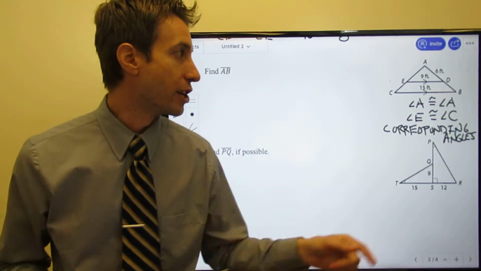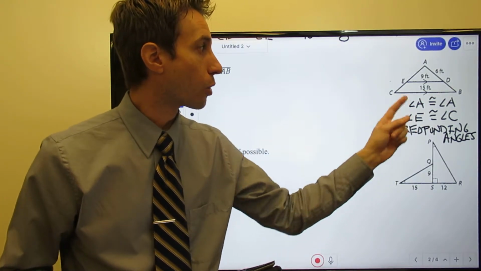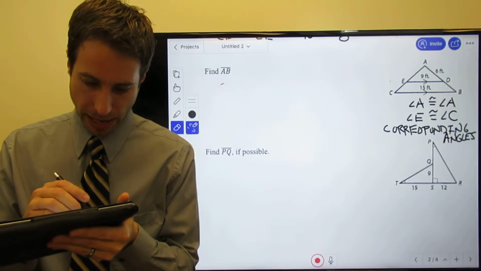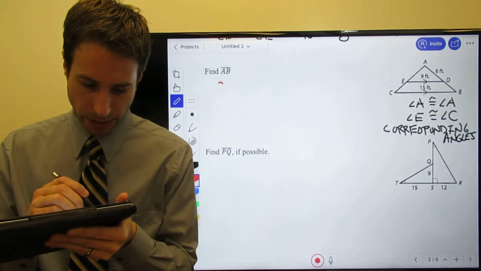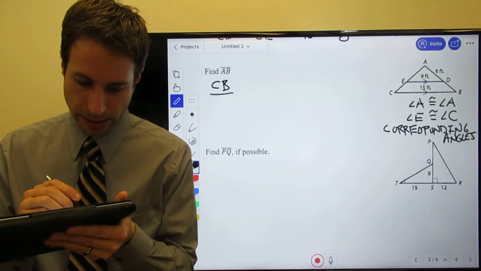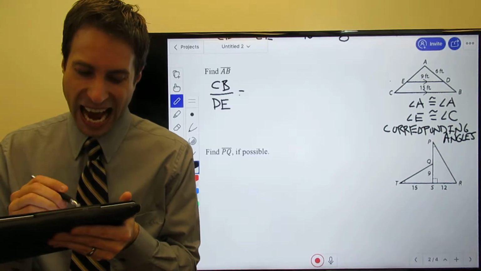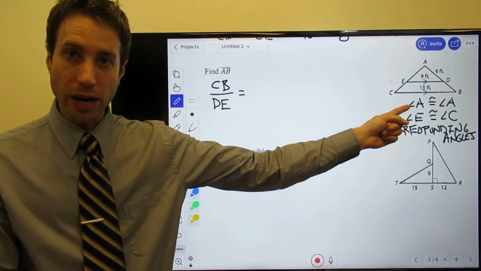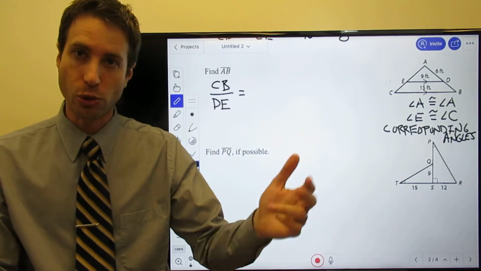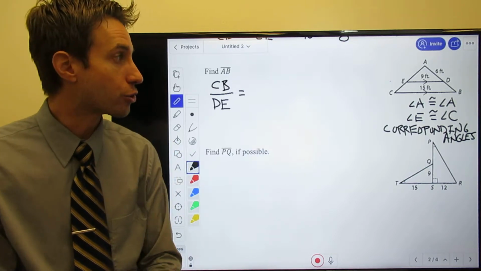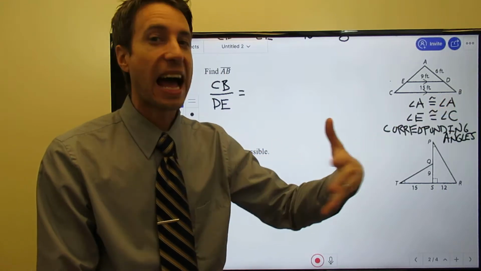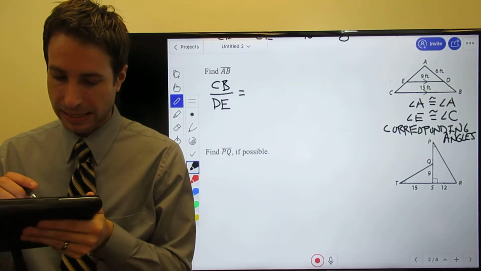Well, let's set up what we know. I know CB is corresponding to DE. Switch color, there we go. CB, DE. I know the triangles are similar. I just showed it right here. I found two corresponding congruent angles. That's enough to show the triangles are similar. So I know then that AB has to be proportional to AD.